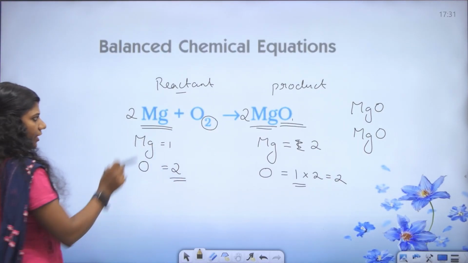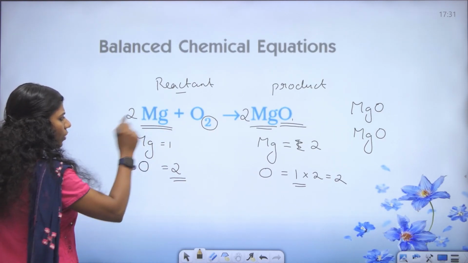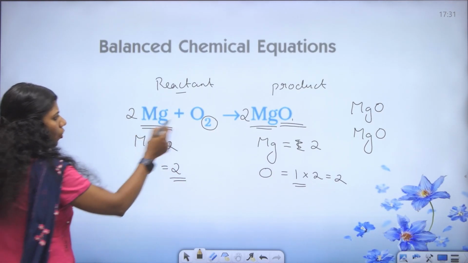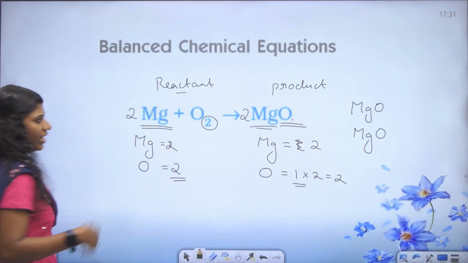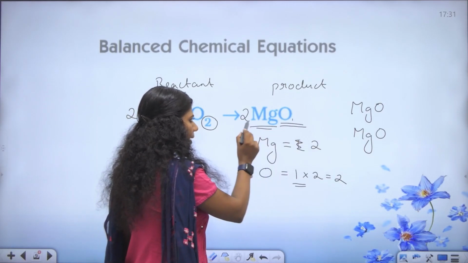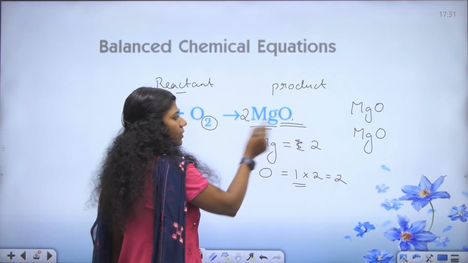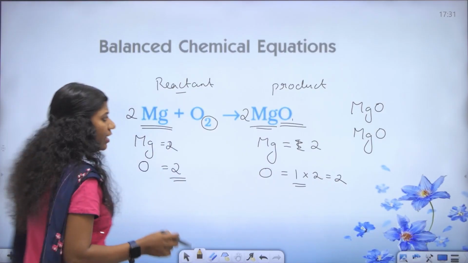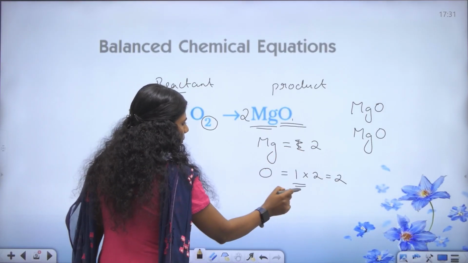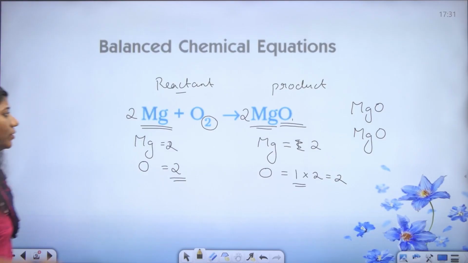Then recheck the equation. 2 Mg means 2 magnesium atoms. O2 is 2 oxygen atoms. Then in the product side, 2 MgO, the number of magnesium atoms is 2 and the number of oxygen atoms is 2. So the number of each atom in the reactant side becomes equal to the product side. So this equation is balanced. 2 Mg plus O2 gives 2 MgO.